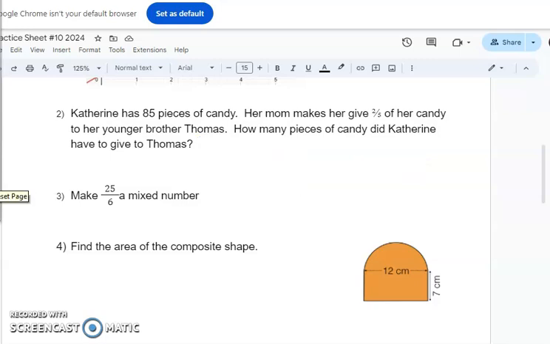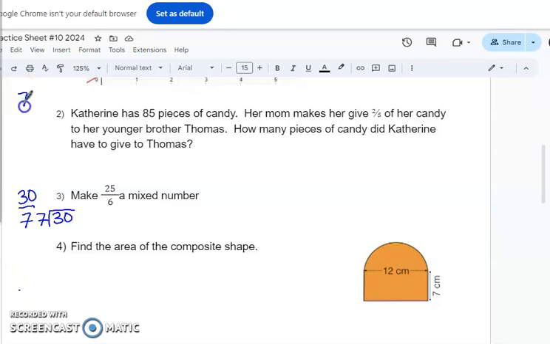Number 3 says make a mixed number. I've done quite a few examples. If you're listening, don't copy my example. You can pause it and see how we do it. So if I have 30 over 7, I would do 30 divided by 7. Don't write this. I'm just modeling how you do it.